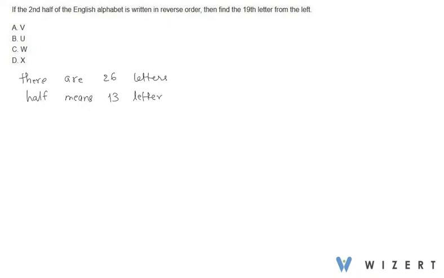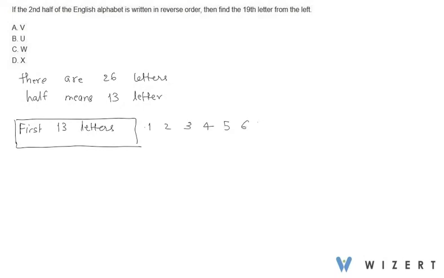That means there are first 13 letters as it is without any change of order, and then the next 13 letters are written in reverse order, that is 1 2 3 4 5 6 7 8 9 10 11 12 and 13. So instead of writing Z over here, I am going to write Z over here.